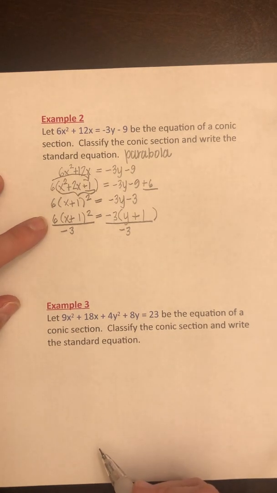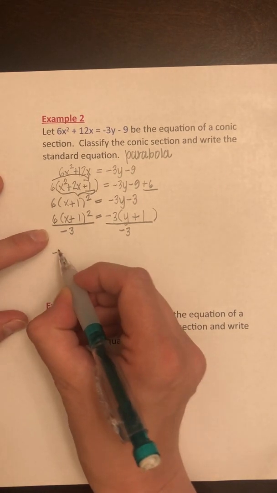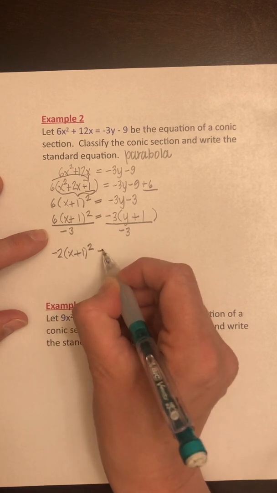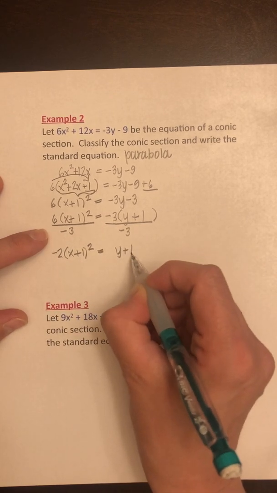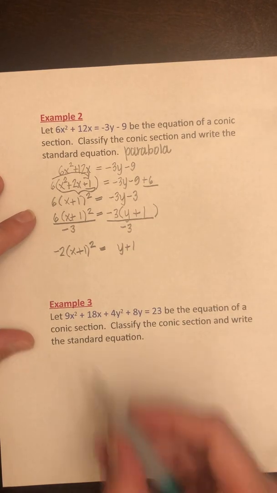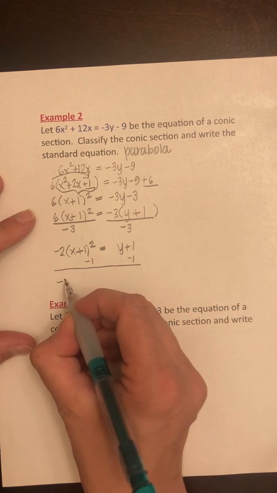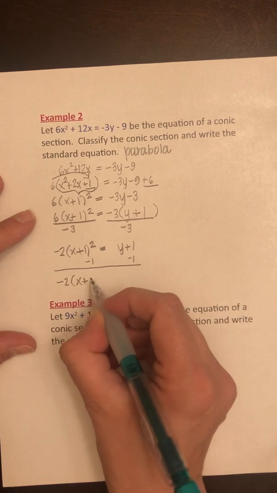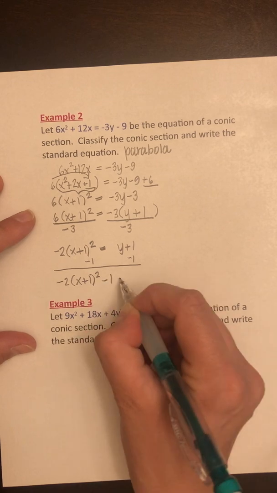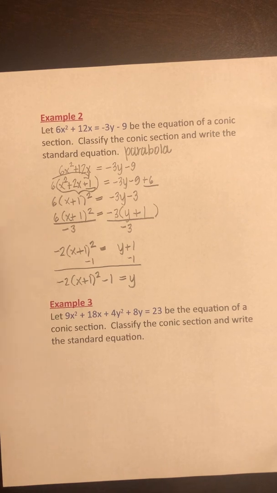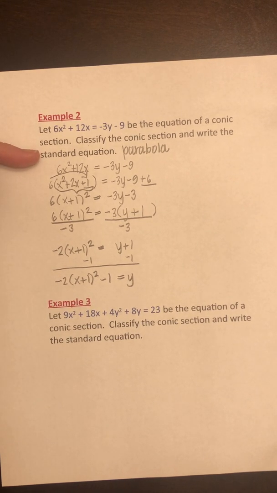So on the other side, 6 divided by negative 3 turns into negative 2. So I have negative 2 onto x plus 1 squared equals y plus 1. And then the last thing I'm going to do is get y by itself by subtracting 1 on each side. So I have negative 2 onto x plus 1 squared minus 1 equals y. So there is our standard form of the equation. We could tell early on that it was a parabola because it only had one variable squared.